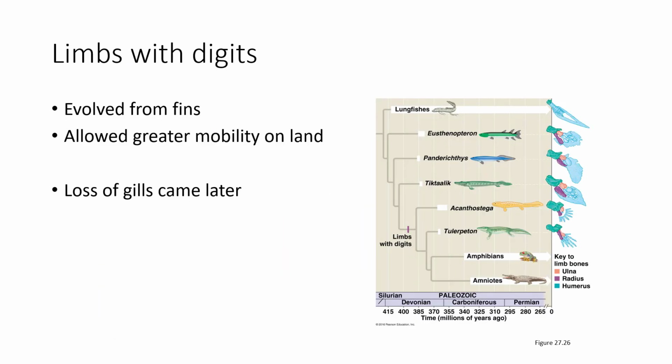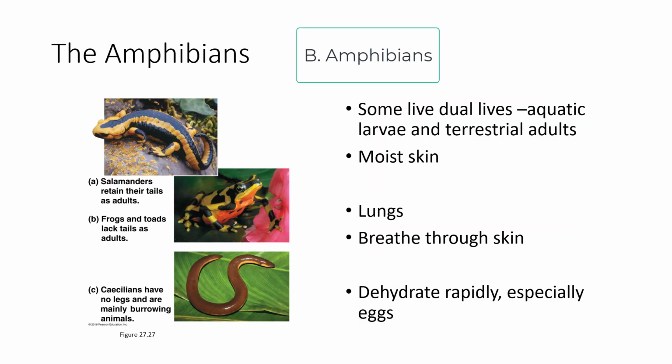The limbs later evolved digits, which are going to be later on the fingers and hooves and all those kind of fun things. This allowed for greater mobility on land. And later on, they would lose the gills completely as they became the amphibians. Amphibios, dual lifestyle, aquatic larvae and terrestrial adults.